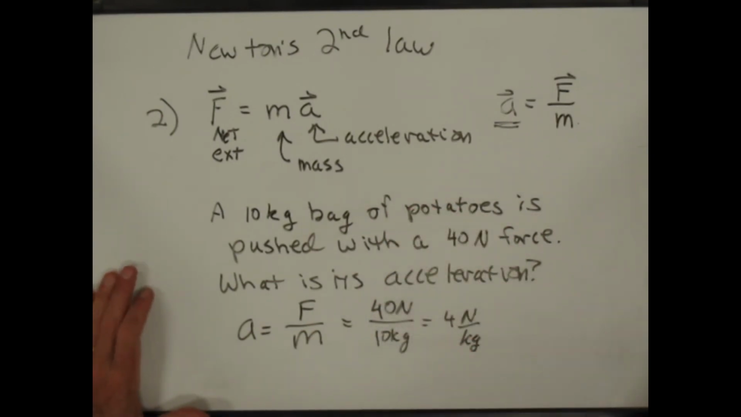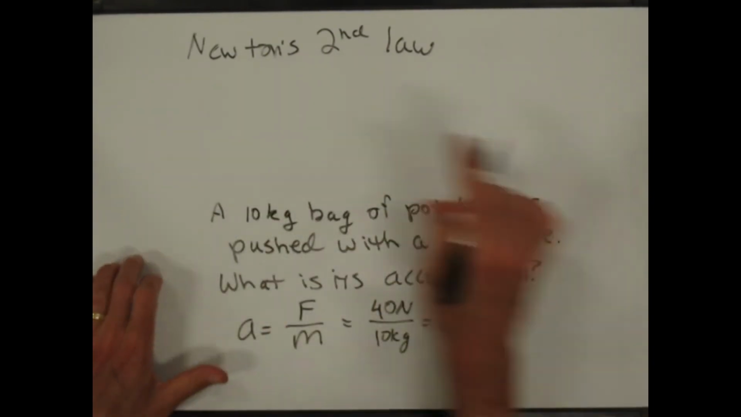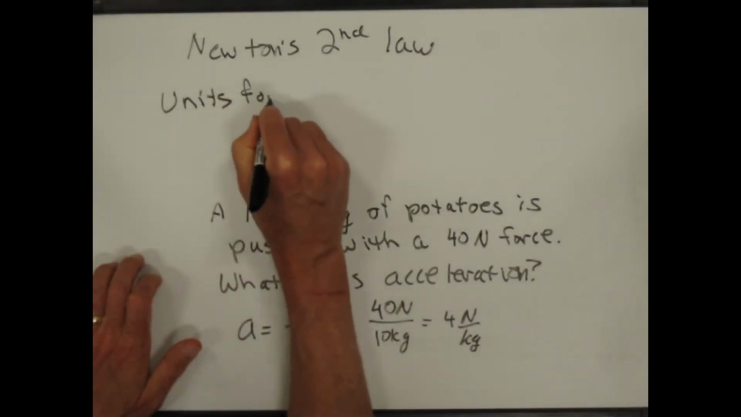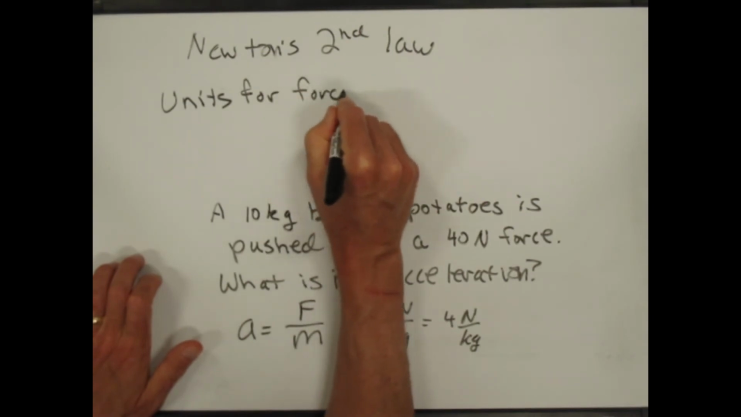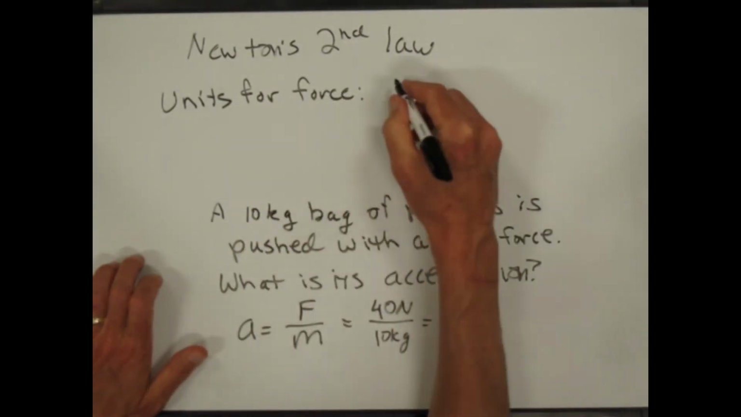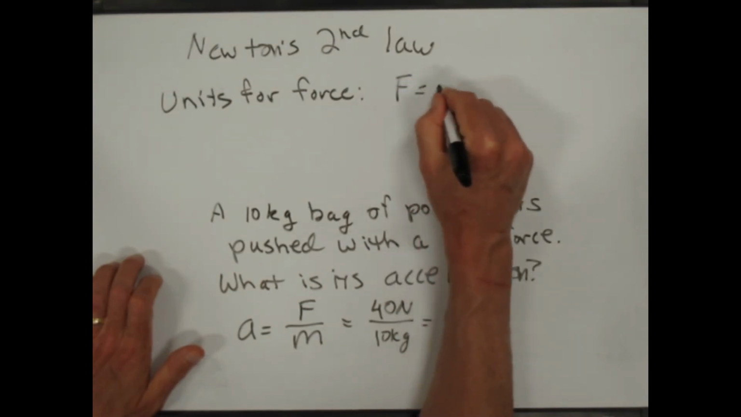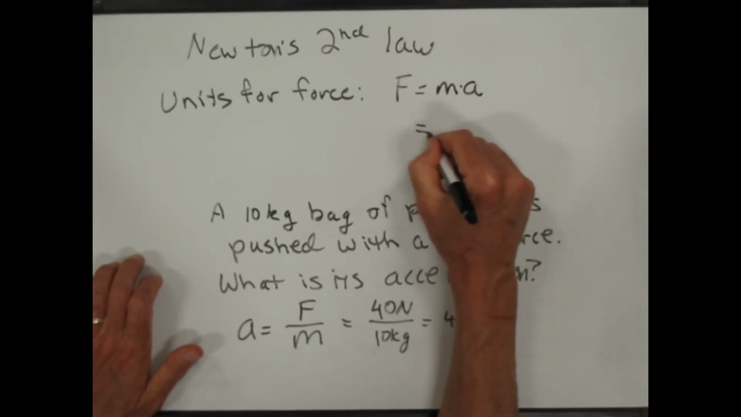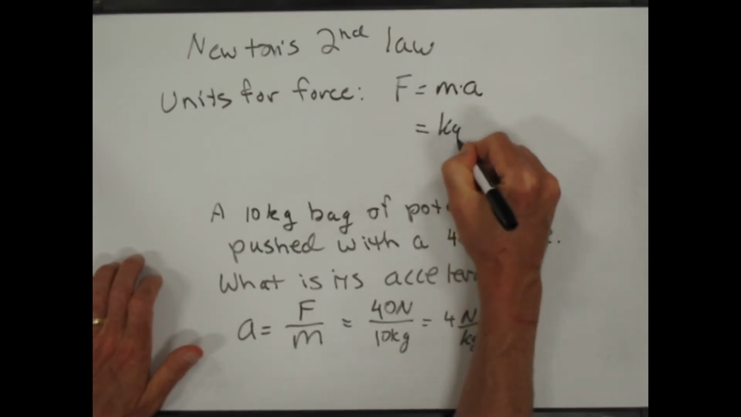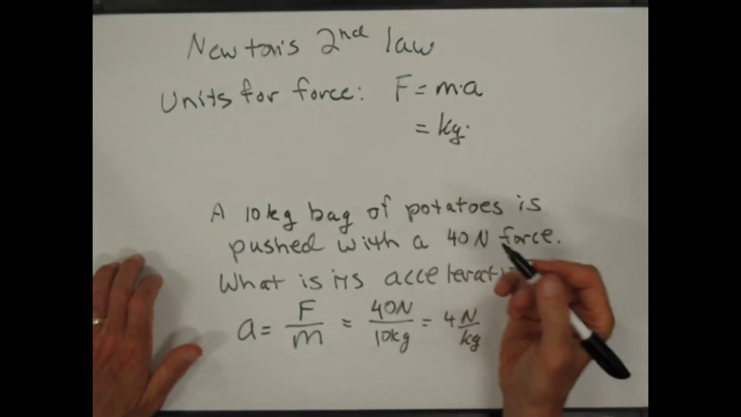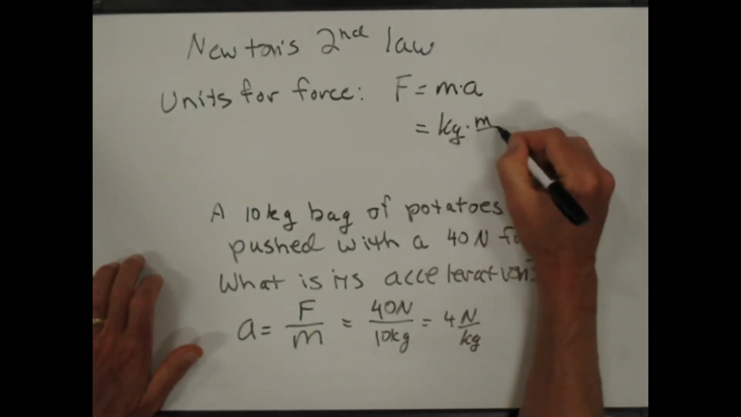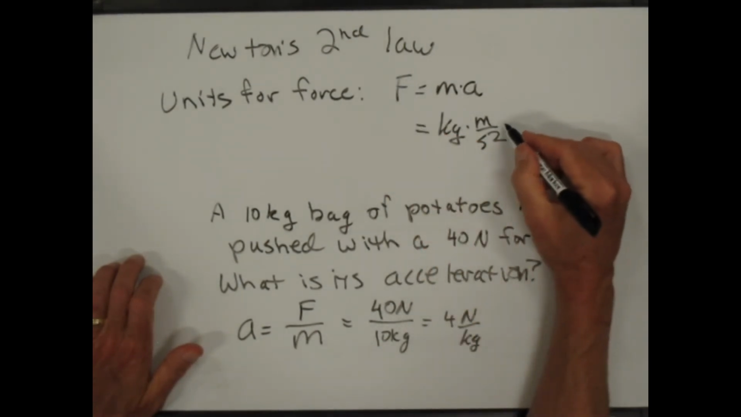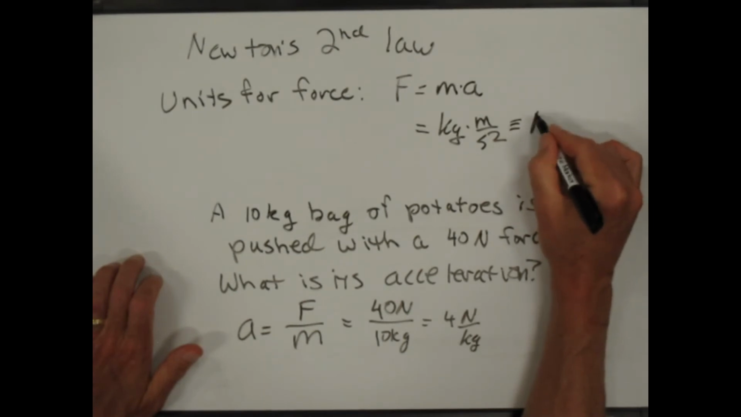And so let me come up to the top and say, the units for force. Well, if I say force is equal to mass times acceleration, and so the units for mass is kilogram, that's the SI unit, and the units for acceleration, we've already done this, that's meters per second squared. And so the units for force is kilogram meters per second squared, and we define that to be a Newton.